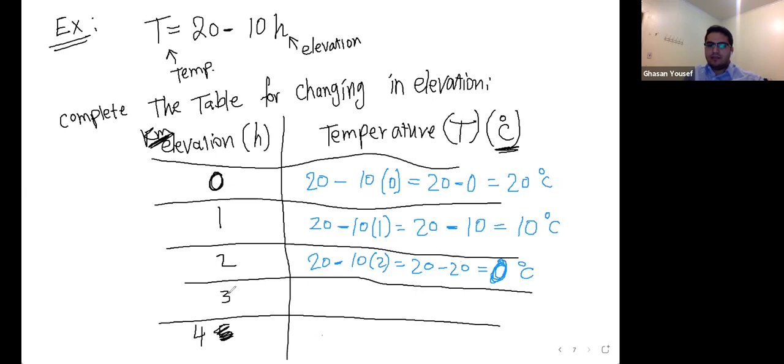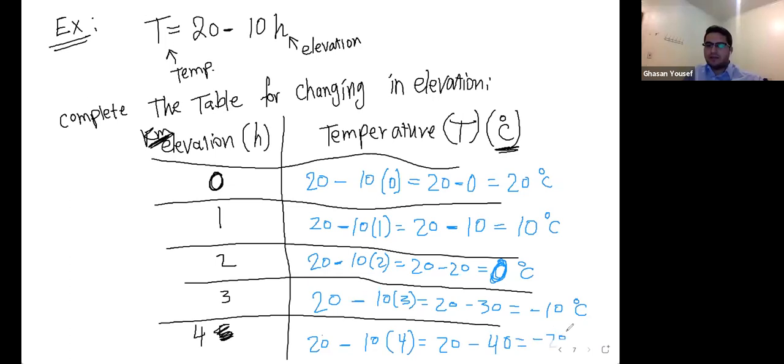Again, at 3 kilometers up in the mountain, what is the temperature? Minus 10, exactly. 20 minus 10 times 3 is 20 minus 30, which equals minus 10 Celsius. And at 4, what is the answer? The same idea. 10 times 4 is 40, so 20 minus 40 equals minus 20 Celsius. Exactly. So look at the elevation and the temperature. When the kilometers increase, the temperature goes down. Look: 20, 10, 0, minus 10, minus 20. When you go up, temperature goes down.